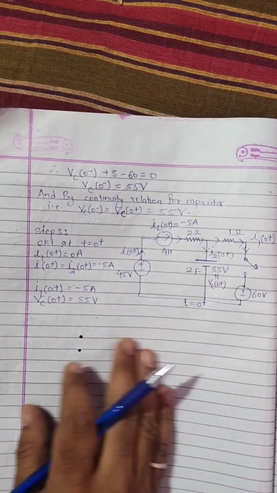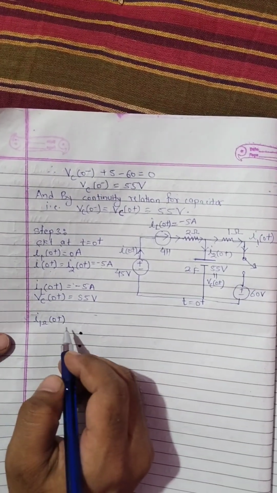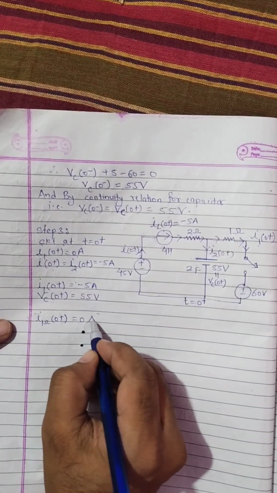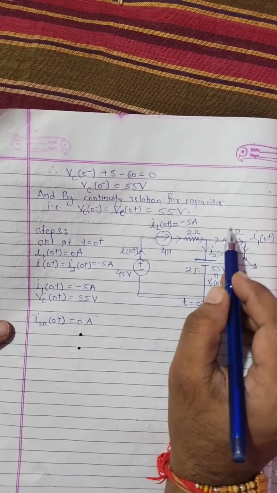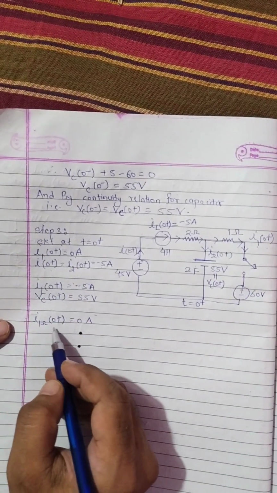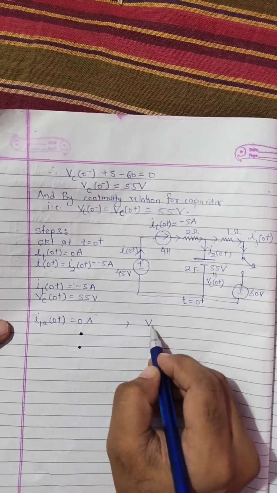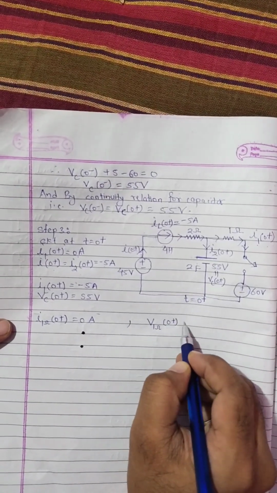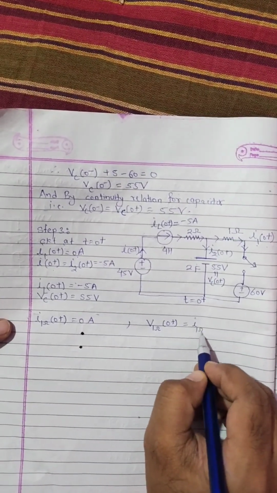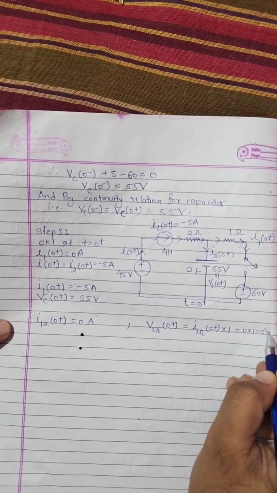So first of all, we will calculate I1 ohm 0 plus. In this case, I1 ohm 0 plus equals 0 ampere. The current in this 1 ohm is I1 ohm 0 plus, so it is 0 ampere. And the voltage across the 1 ohm, that is V1 ohm 0 plus, equals current into resistance, that is 0 into 1 equals 0 volt.